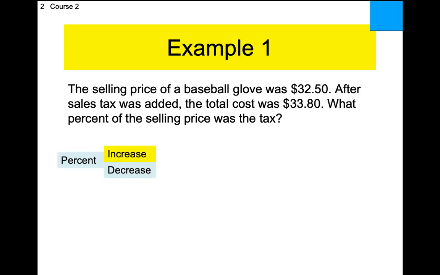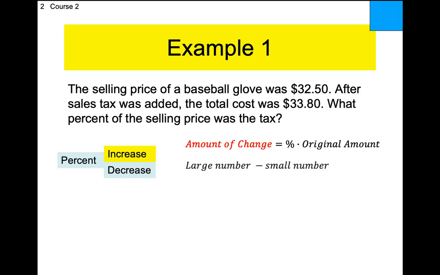Okay, so we need to find the amount of change. Given these 2 numbers, how do you find the amount of change? Big minus small. Is he right? Yeah. Just because he said so? No, I mean, I got it. So large number minus small number. I've got 33.80 and 32.50. We do that math and we get 1.3. We just solved for amount of change.